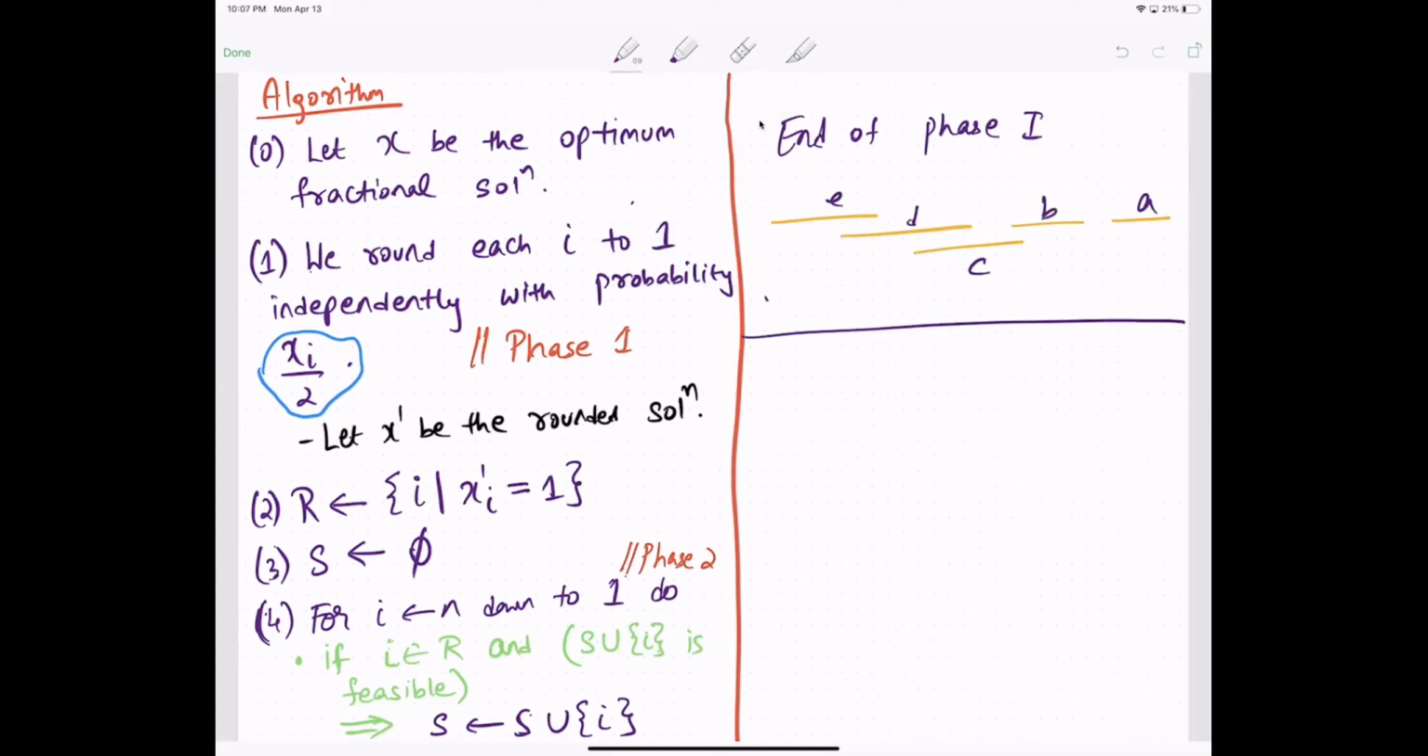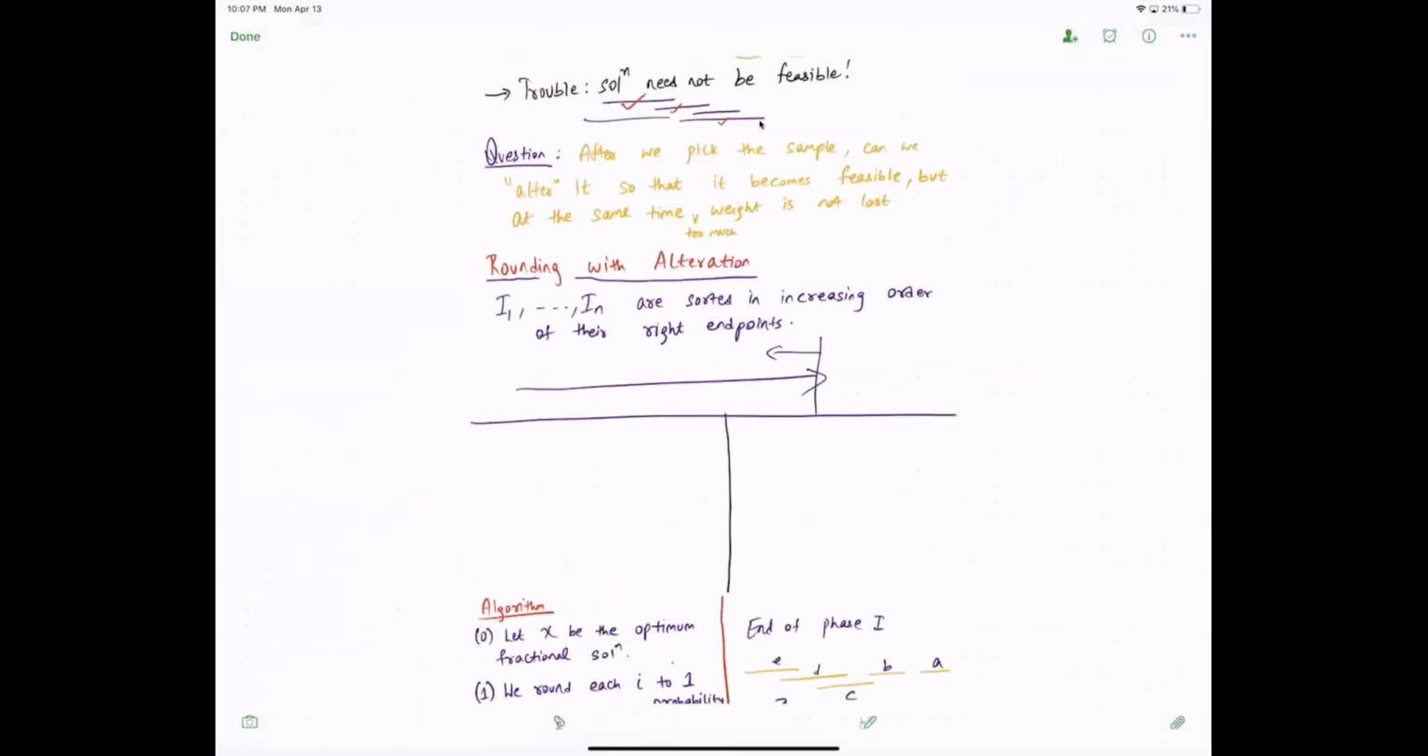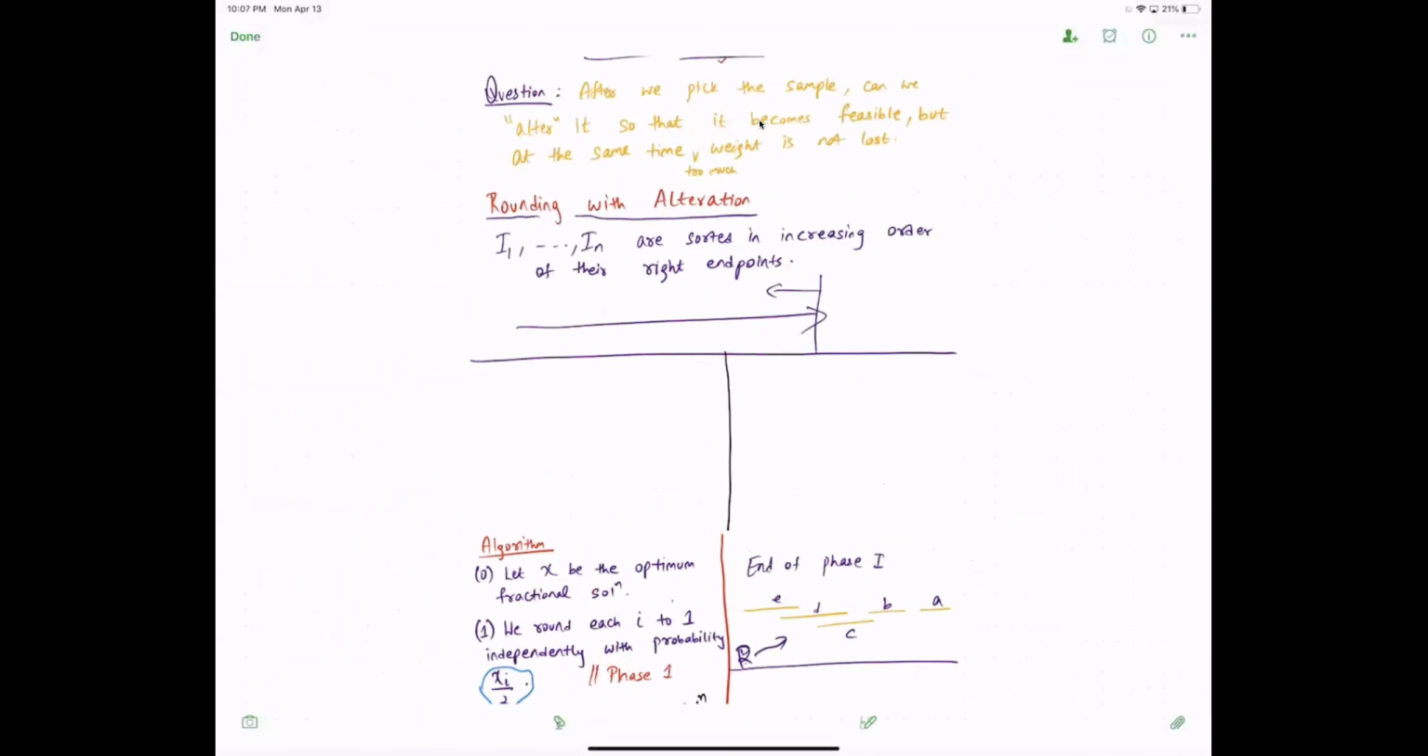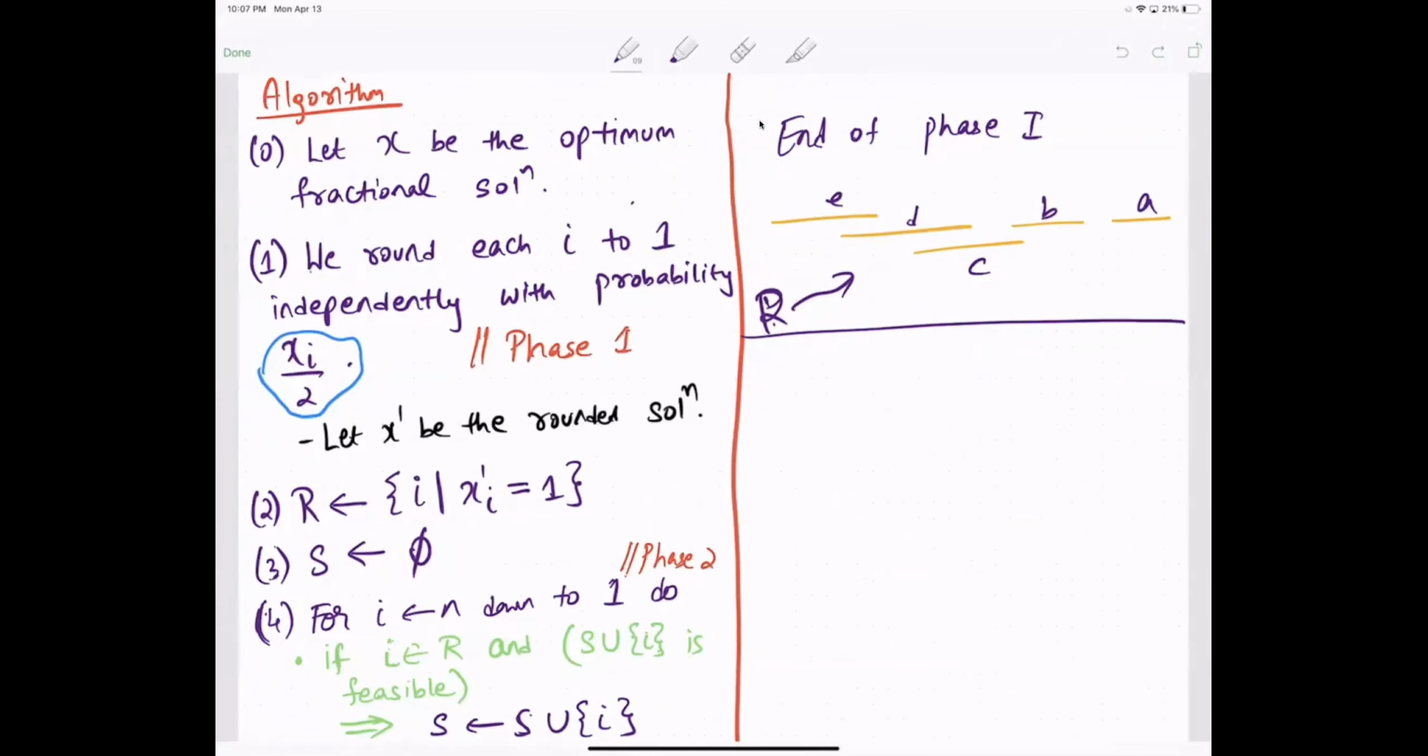So this is the set R. Okay, so now we want to construct S. As I said, we'll start from the right endpoints. All of them are sorted based on the right endpoints. Let me go back and show you that. As I'm saying, I1 to IN are sorted in increasing order of their right endpoints.